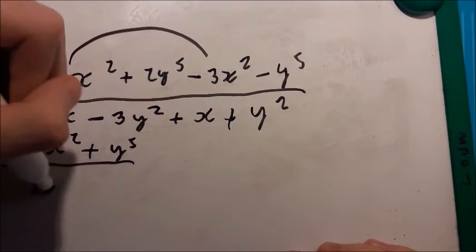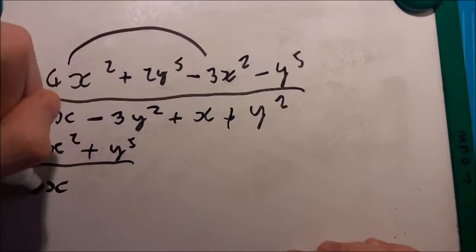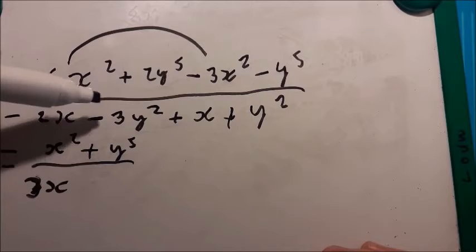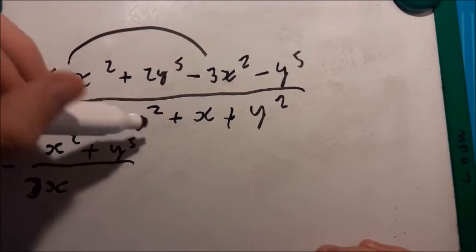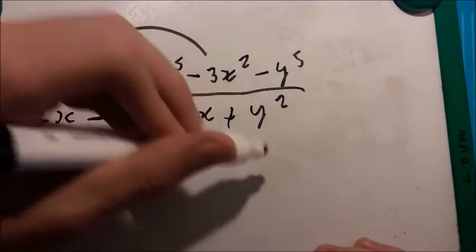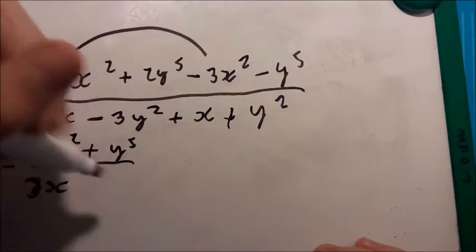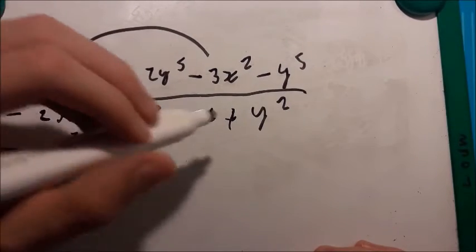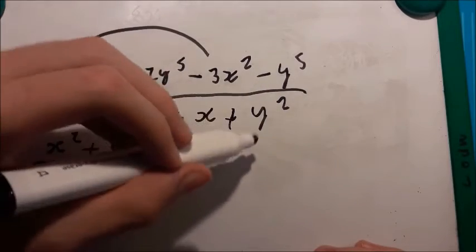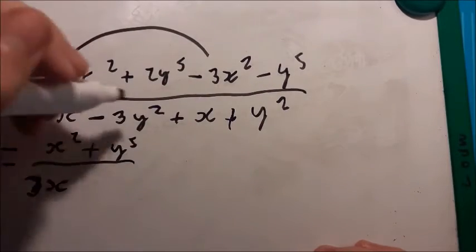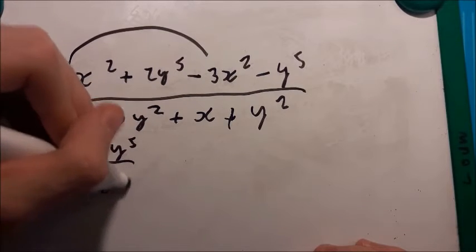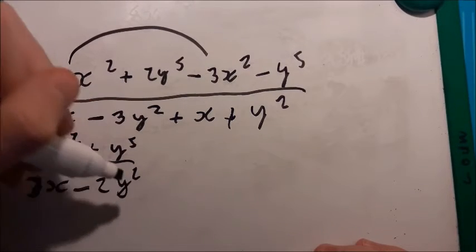and we have 2x plus x, that makes it 3x, and then we have negative 3y plus y squared plus y squared, which is the same as saying negative 3 plus 1, the same as 1 minus 3, which is equal to negative 2y squared.